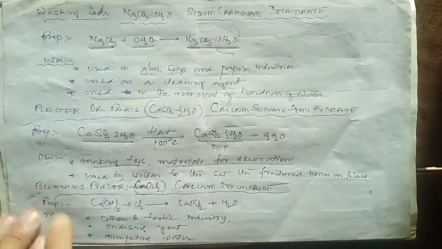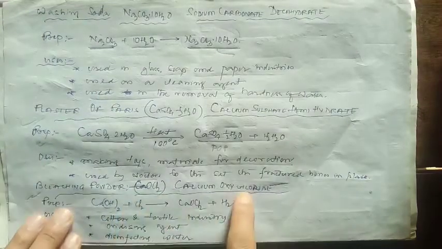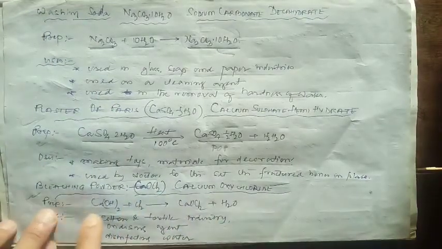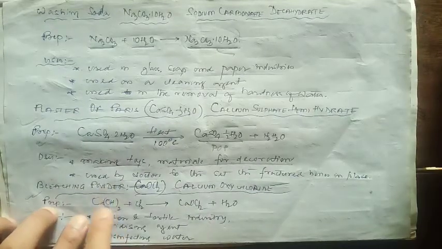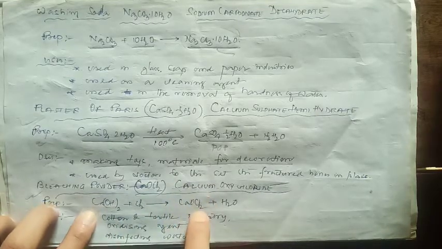Now finally we come to the last compound, that's bleaching powder, calcium oxychloride, CaOCl2. So how do we prepare it? Calcium hydroxide is slaked lime, dry slaked lime. If we pass chlorine gas through the dry slaked lime, we get a compound called bleaching powder, calcium oxychloride.